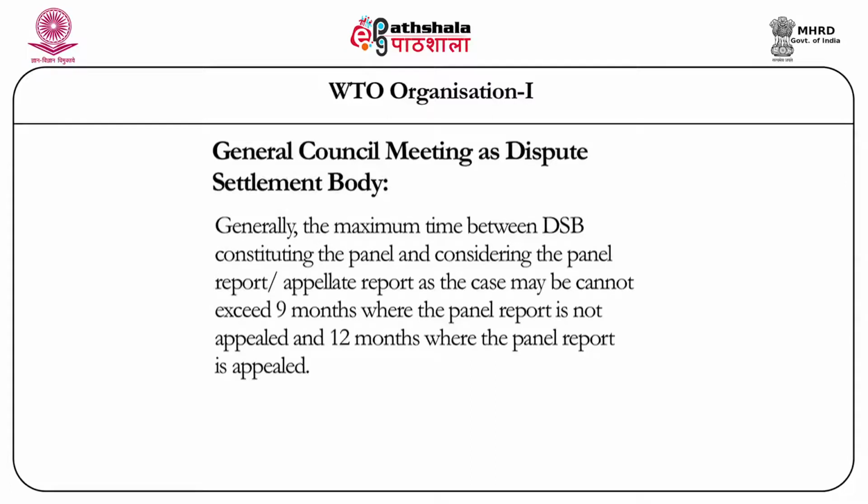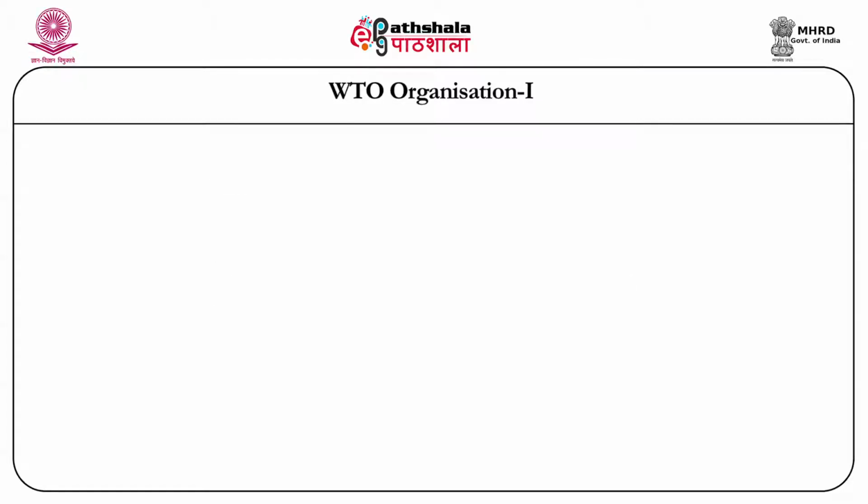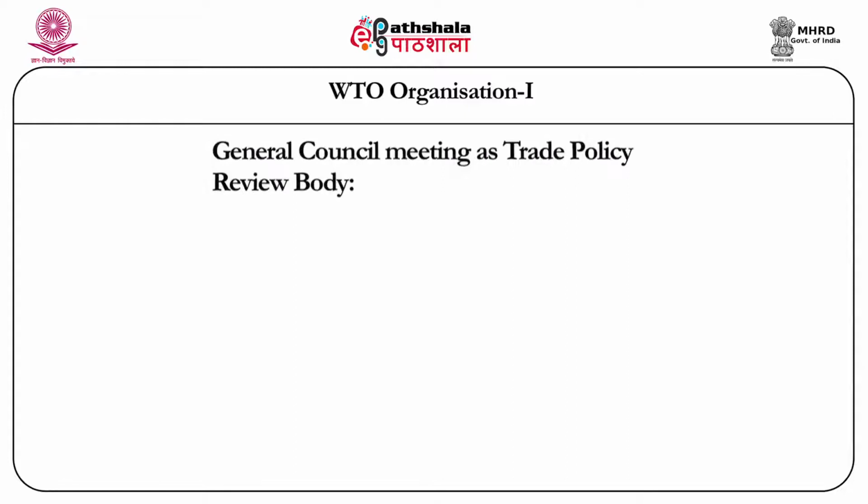Generally, the maximum time between the DSB constituting the panel and considering the panel report or appellate body report, as the case may be, cannot exceed 9 months where the panel report is not appealed and 12 months where the panel report is appealed. Now we would understand the meeting of the General Council as the Trade Policy Review Body.